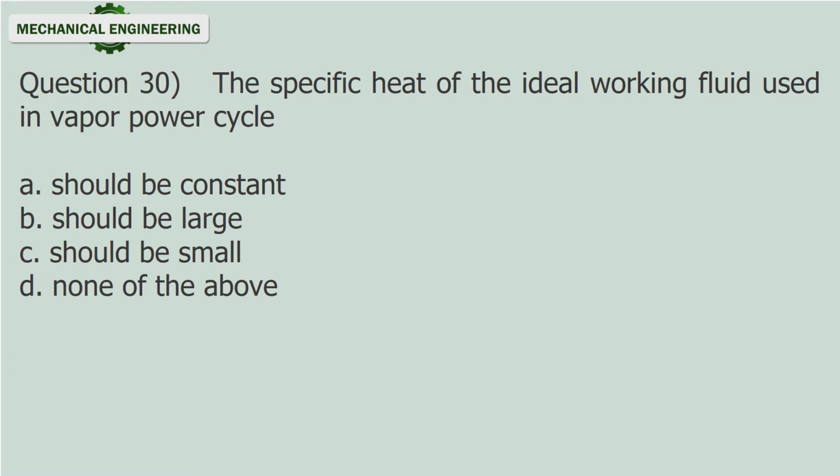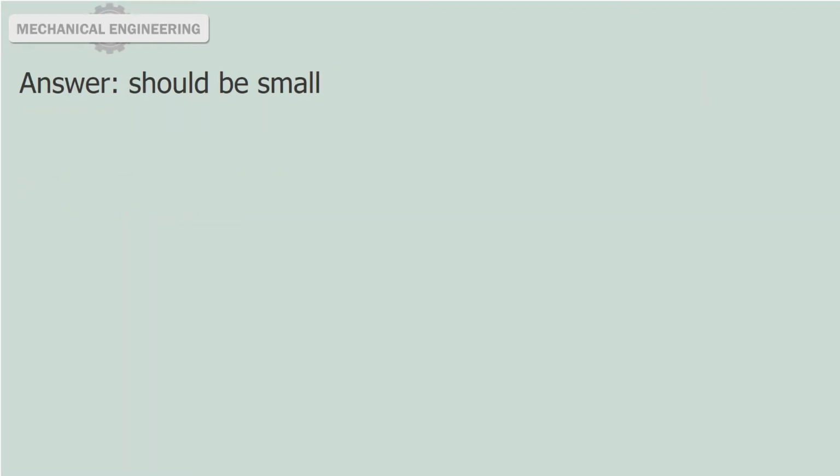Question 30. The specific heat of the ideal working fluid used in vapor power cycle. A. Should be constant. B. Should be large. C. Should be small. D. None of the above. Answer: should be small.